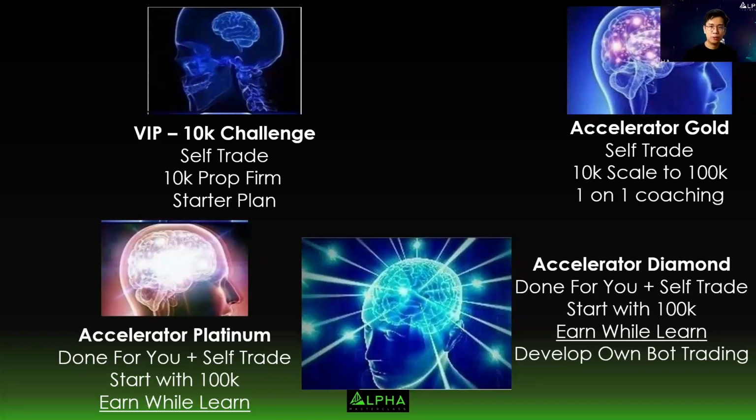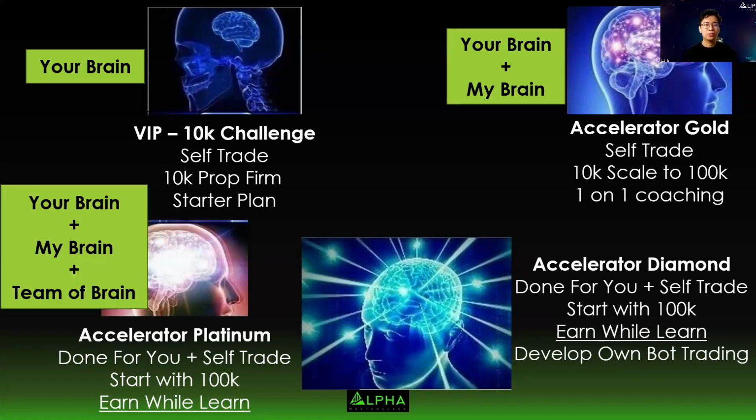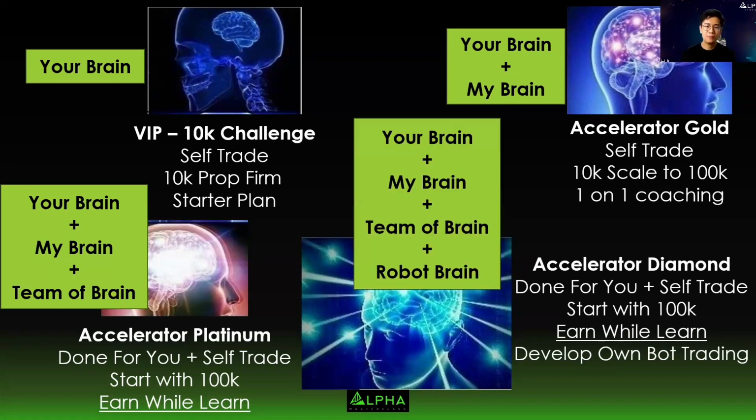Hint: with VIP, you use your brain to do the trading. In Accelerator Go, you use your brain and my brain to profit from trading. With Platinum, you use your brain, my brain, and my team's brain together to help you achieve a result. With the Diamond program, you use your brain and my team's brain, and at the same time I create one more robot brain for you. I think that's clear enough. So these are the differences.